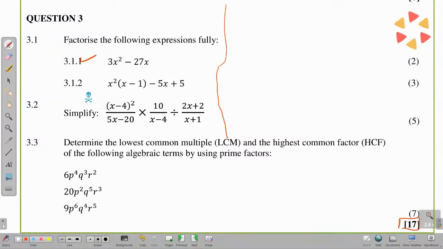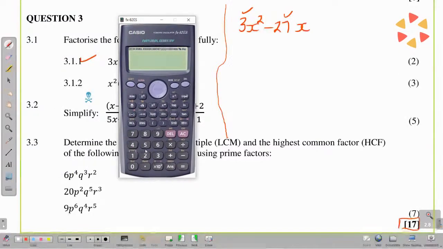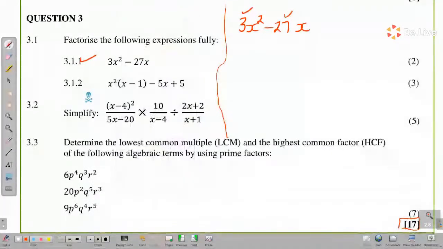It says factorize the following expressions fully, and you've got 3x squared minus 27x. When they say factorize, they are saying you need to take out a common factor. Whenever you're factorizing, the first thing to do is to check the numbers. We have 3 and 27. You can always take advantage of a calculator: 27 divided by 3. They are always going to give you numbers which are common. So 3 is common because 3 can go into 3 and 3 can also go into 27.